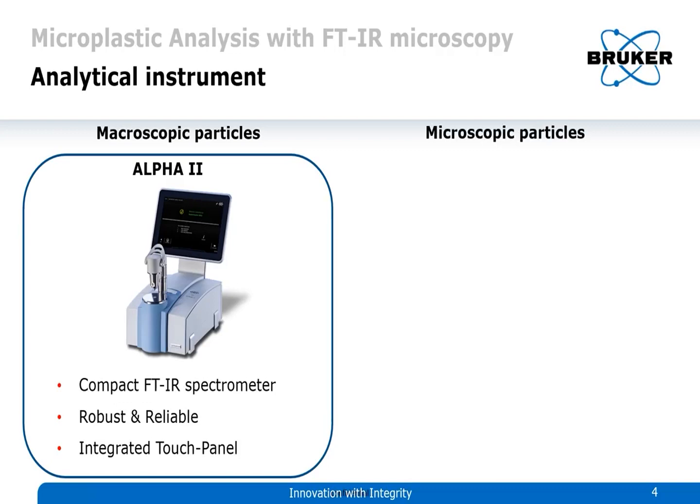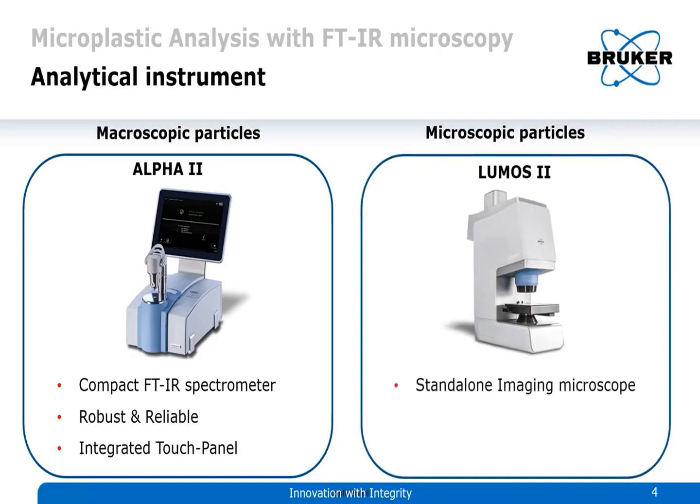And the integrated touch panel you see at the back makes it independent from any bigger PC or laptop for its operation. And for microscopic particles, we have the Lumos 2. It's a standalone imaging microscope. That means it doesn't need any base spectrometer, and it's an all over compact design. Also enables high light throughput and very little loss. It's fully automated, so there is no user interaction required, for example the ATR crystal or the imaging of the filters. So it's fully automated, everything controlled by the software. And it offers the fastest imaging speed with the focal plane array technique.